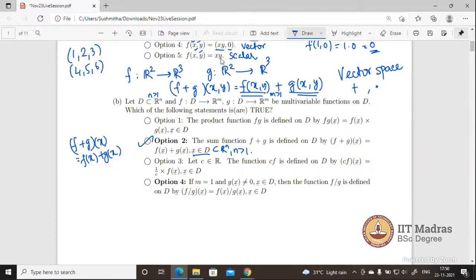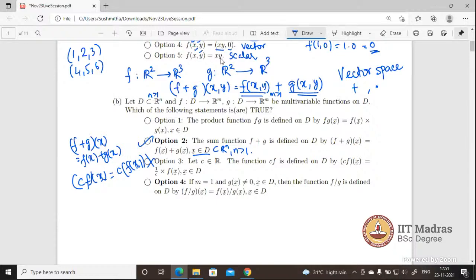So what is option 3? When I have a scalar c, the function cf is defined by what? C times f of x. The scalar multiplication that we do: the function cf of x tilde is going to be equal to c times f of x tilde. So this is not right. Not 1 by c. It should have been c, right? Yes, ma'am.